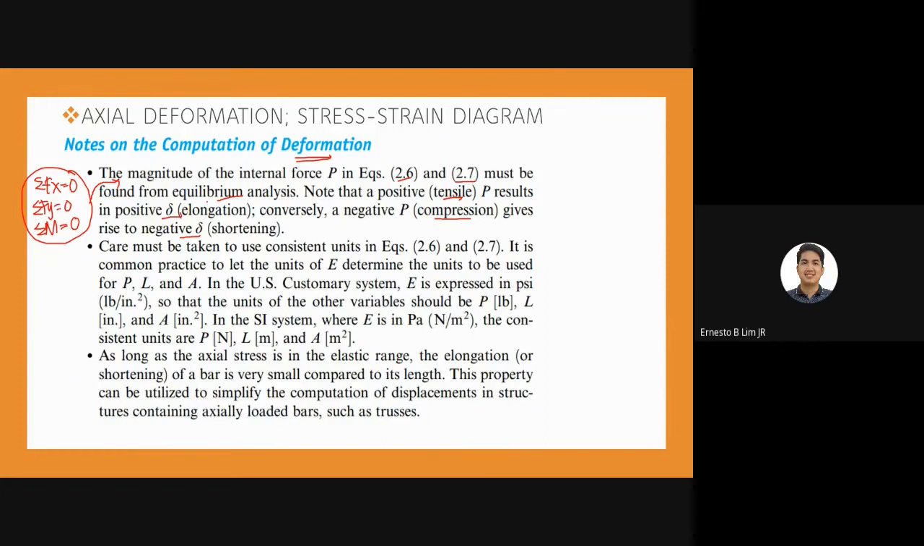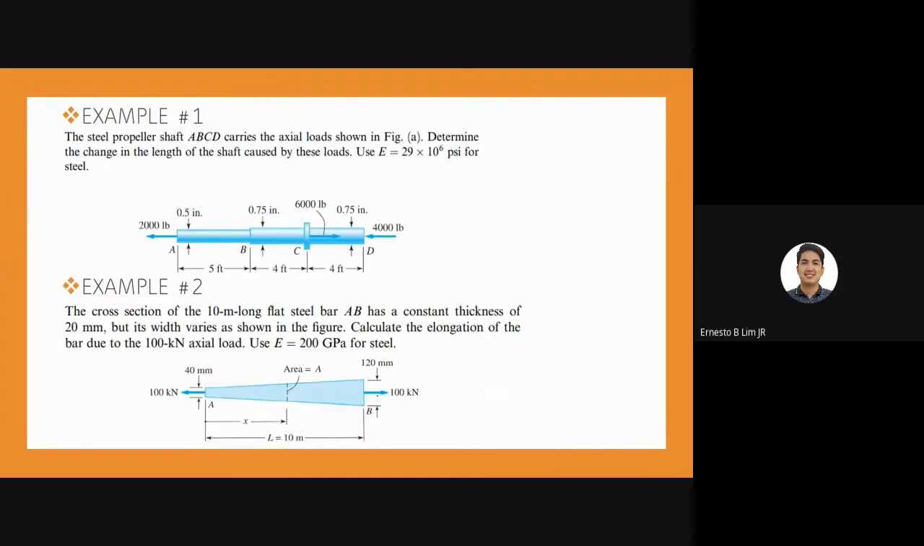Care must be taken to use consistent units. So always take note of the units for your P, your L, your A, and your E. These are the common units used for those notations mentioned in the formula. And lastly, as long as the axial stress is in the elastic range, the elongation or shortening of a bar is very small compared to its length. So there's no worry about it. This property can be utilized to simplify the computation of displacements in structures containing axially loaded bars such as trusses. Okay, so let's proceed to our example.